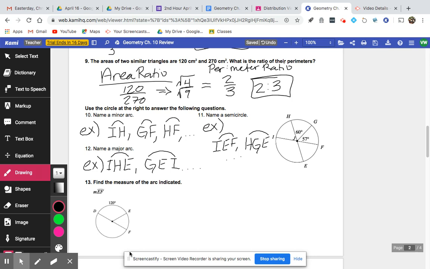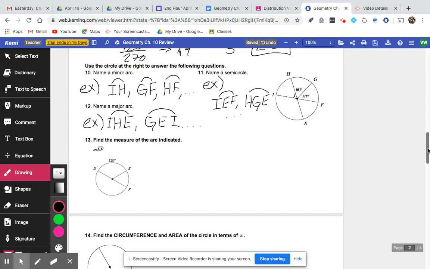Last one for this video, number 13. Find the measure of the arc indicated. We want to find EF, this guy here. Here we have a semicircle. Semicircles have a degree measure of 180. So take 180 minus 120. That'll get you EF, which is 60 degrees.